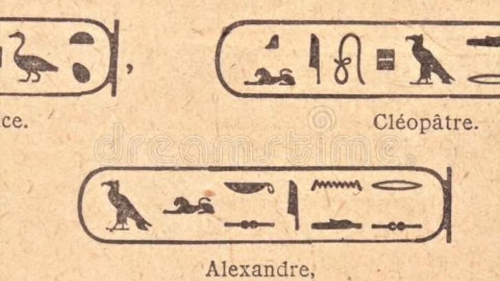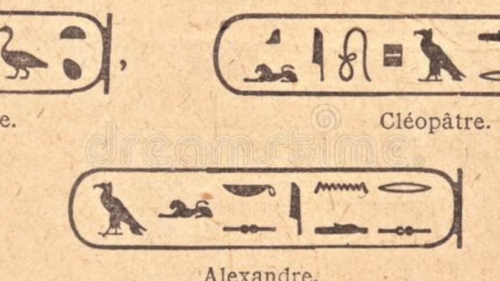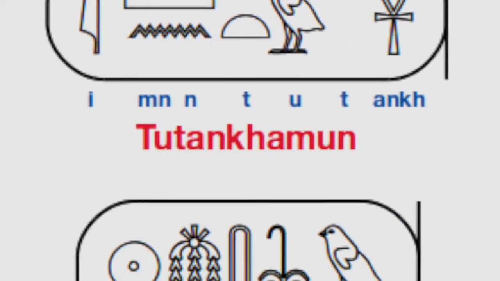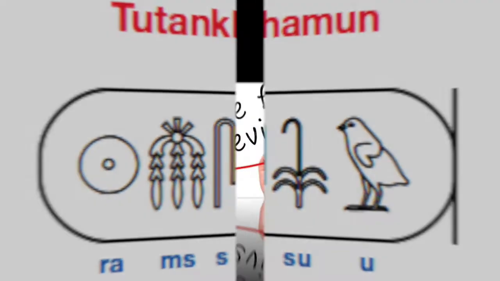And here are some other examples of how Egyptians would be writing their names. So, same kind of thing. You are on your way to being a pharaoh.